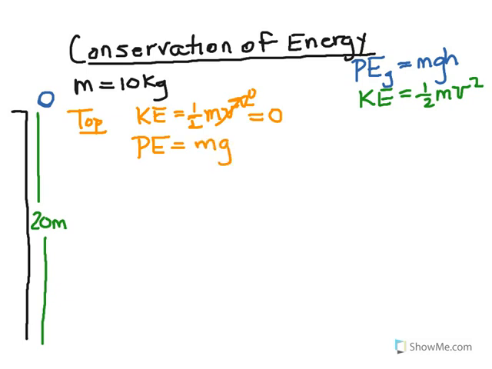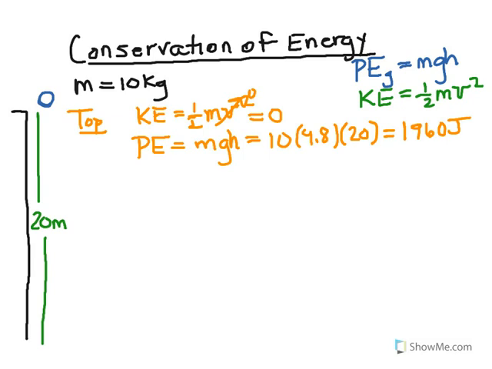So we're using our potential energy equation, mgh, and we know the mass. The mass is 10 kilograms. The acceleration due to gravity, g, is 9.8. That is never going to change. And then the height, if you look at it, we're at a height of 20 meters. So now I'm going to multiply those 3 values together, and I'm going to get 1,960 joules.